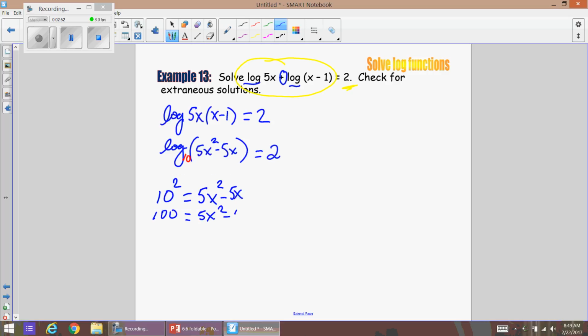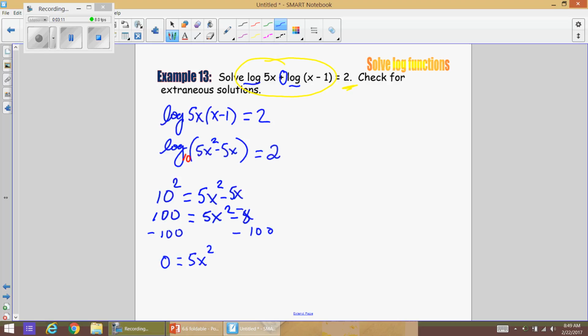And then now is when we really are like, oh no, because there's an x squared and an x, which means this is quadratic. And we are going to need to set it equal to 0. So here I go, subtracting my 100. And I get 0 equals 5x squared minus 5x minus 100.